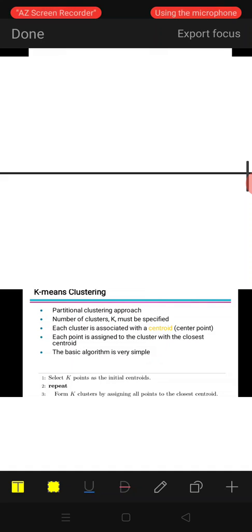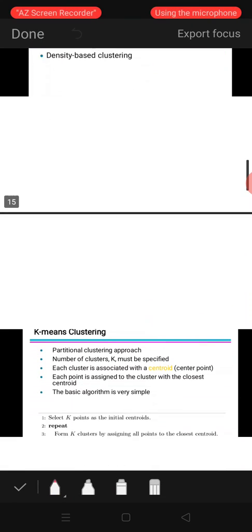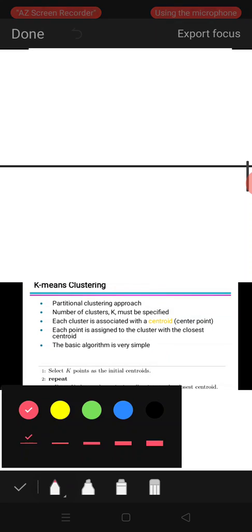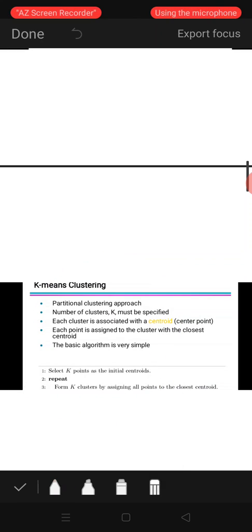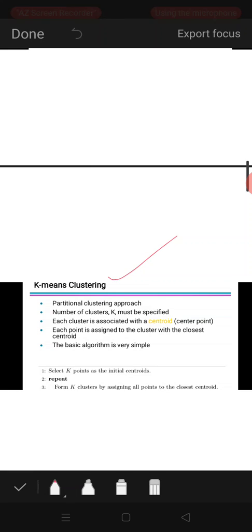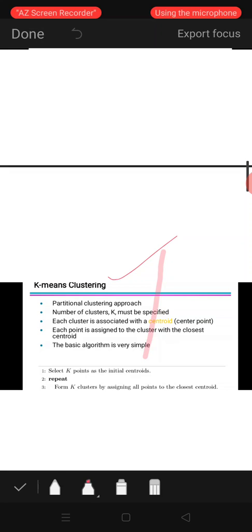It is actually a partitional clustering approach. The number of clusters k must be specified. Each cluster is associated with a centroid or center point. Each point is assigned to the cluster with the closest centroid. The basic algorithm is very simple. To understand the k-means clustering algorithm, I will explain it through one problem so that you will understand it very clearly.